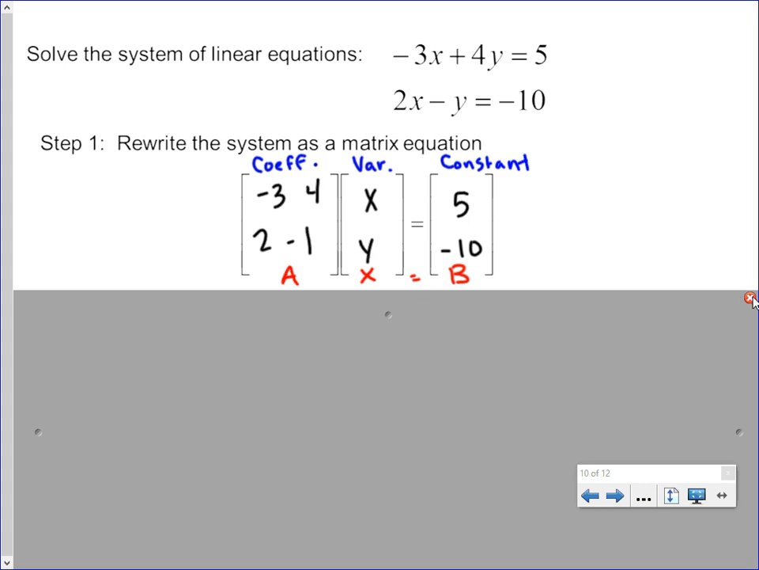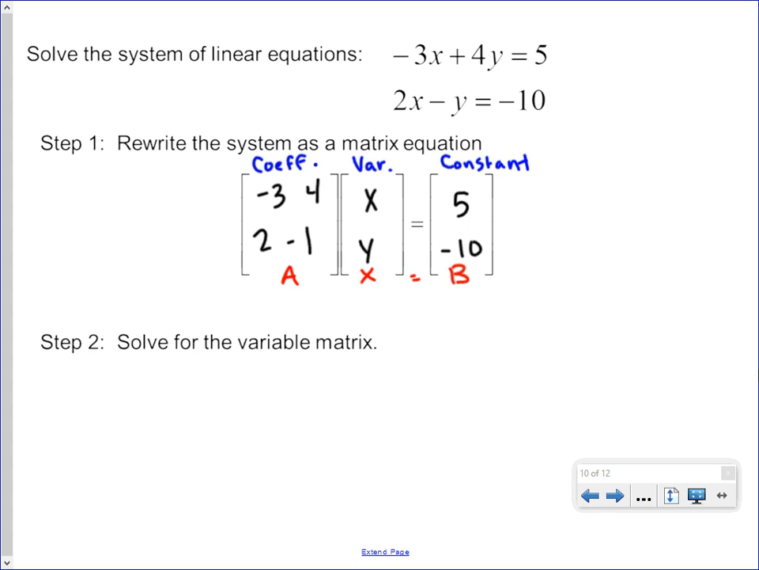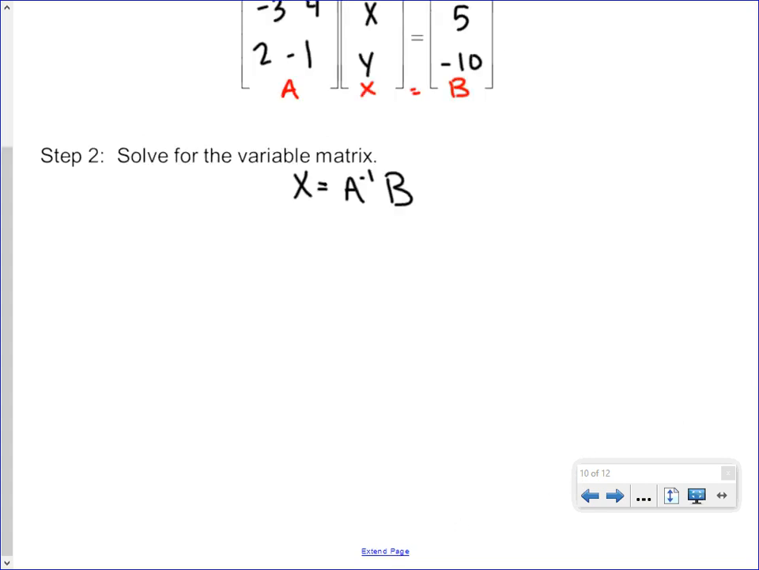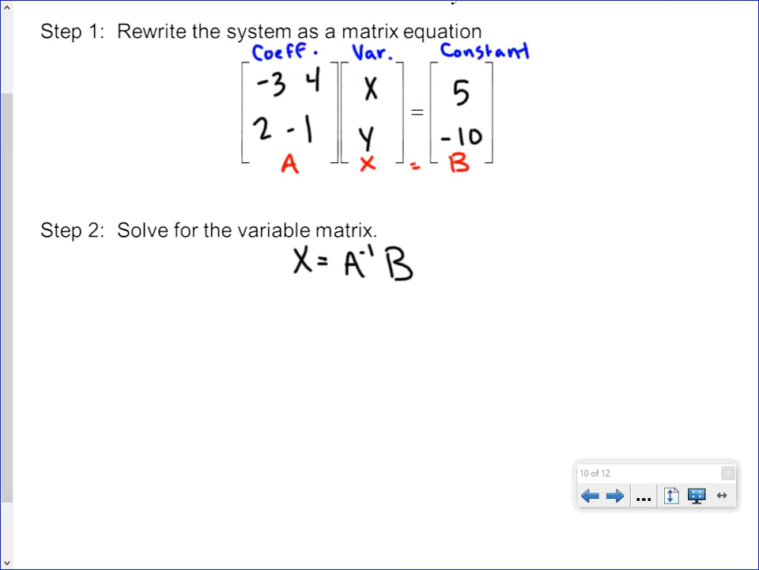So now we want to just solve the system. If we have matrix A times matrix X equals matrix B, then the solution to the system will be the inverse matrix times B. So without a calculator, you'll need to find the inverse. So first thing I would do is find my inverse A off to the side.